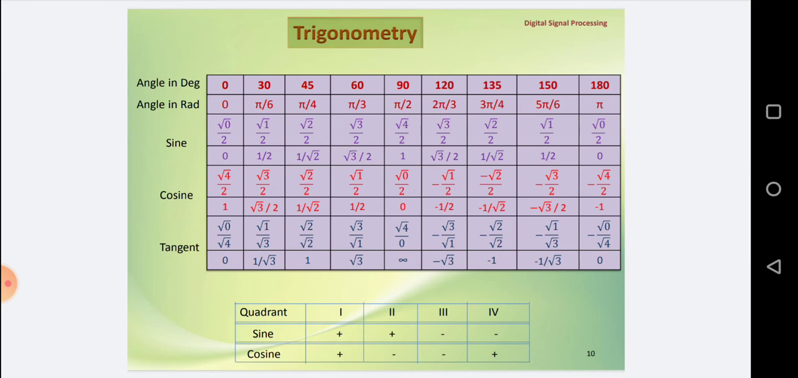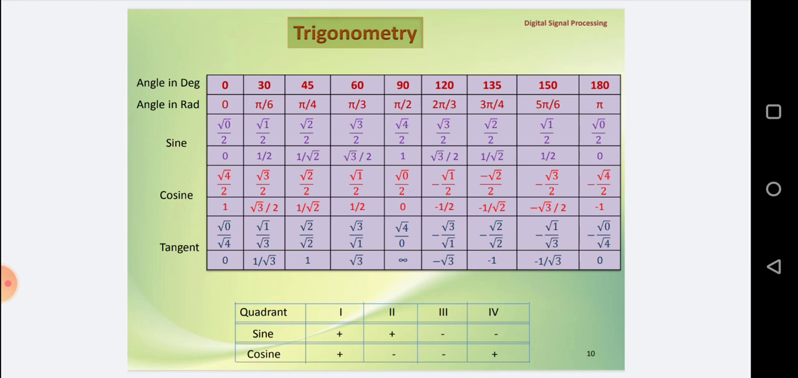Now for calculating these values we can use a scientific calculator, but if we want to do it fast, we have to make this table. Now if I consider the value of sine from 0 to 180, just check what we did: root 0 by 2, root 1 by 2, root 2 by 2, root 3 by 2, means 0, 1, 2, 3, 4, then 3, 2, 1, 0. So after simplifying this row, we'll get the values: sine of 0 equal to 0, sine of 30 equal to half, sine of 45 equal to 1 by root 2, sine of 60 equal to root 3 by 2, sine of 90 equal to 1. Like this we can complete this row.